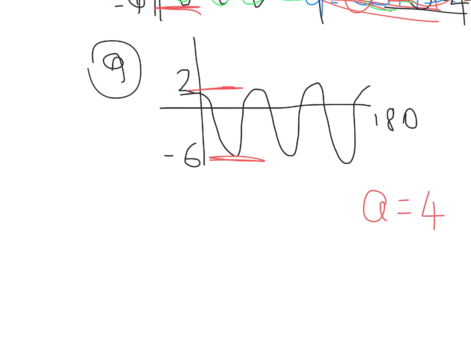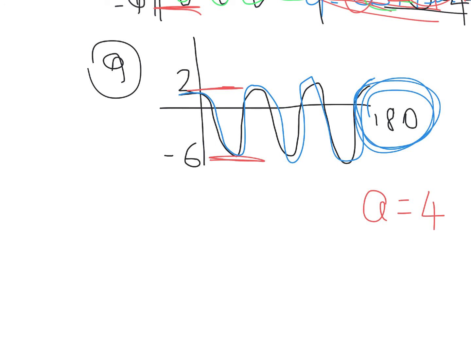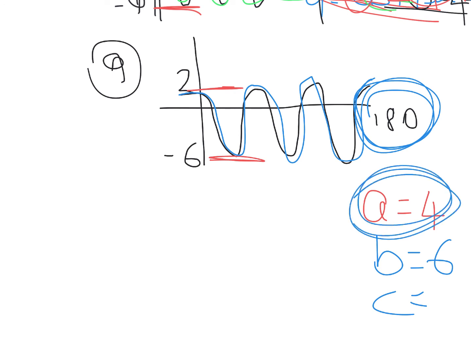Number of complete cycles in 360 degrees, well, there's 1, 2, 3 complete cycles in 180. How many is that in 360? Well, we need to double that to get 6. C, what's the vertical shift? The curve should go up to its amplitude, it should go up to 4, it only goes up to 2, it's been moved down, that's minus 2 units.